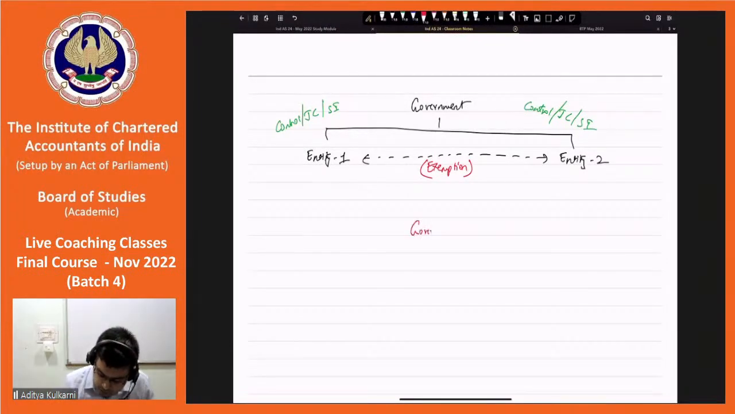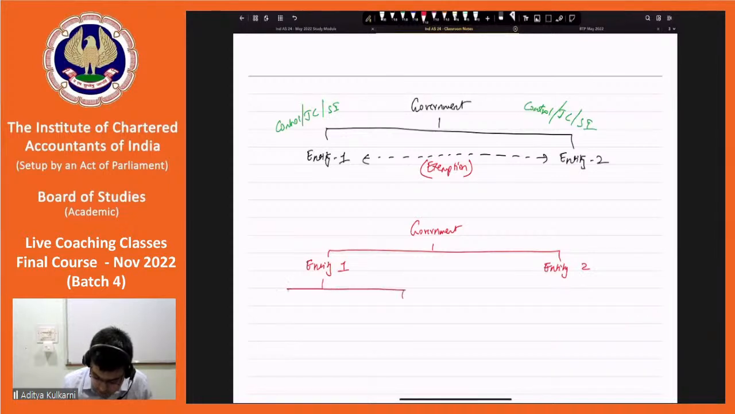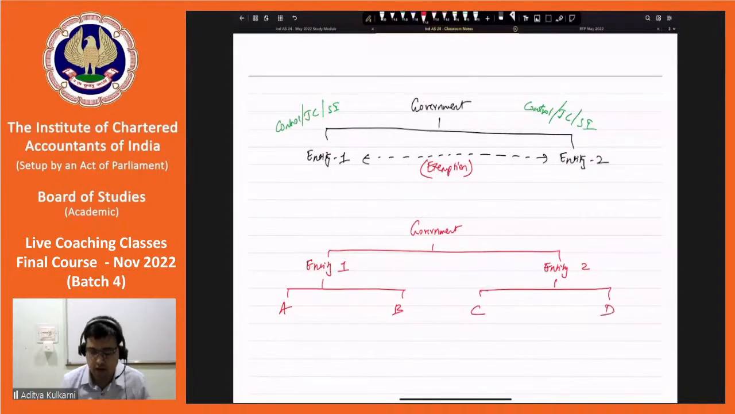I move even one step further. Government, entity 1, entity 2, A, B, C, D.